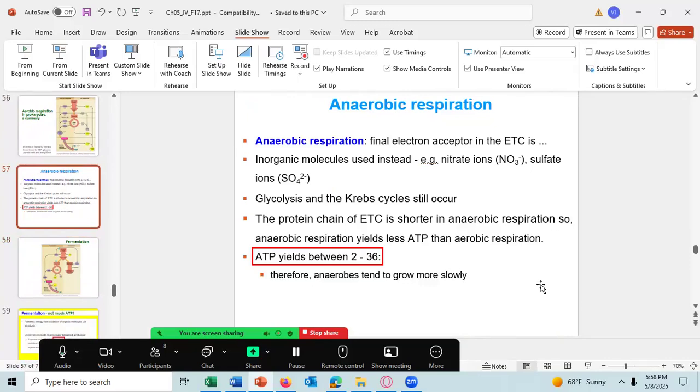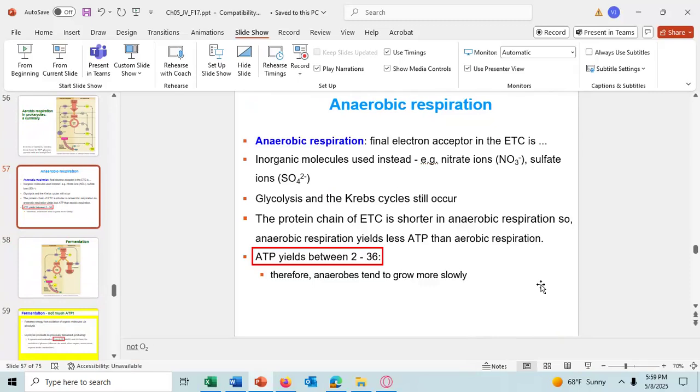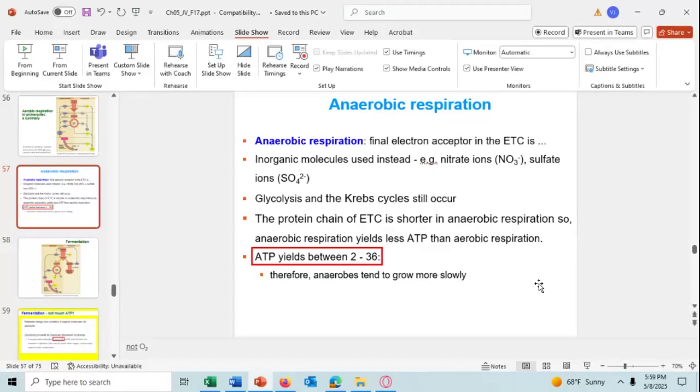Because the electron transport chain is shorter, we do generate less ATP than aerobic respiration. The ATP will be something between over 2 to 36 molecules of ATP. Because anaerobes generate less ATP than aerobic respiration, anaerobes tend to grow slower than aerobes. Any question about any of that?